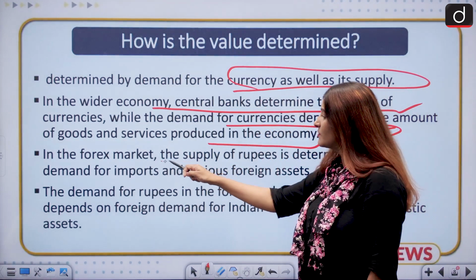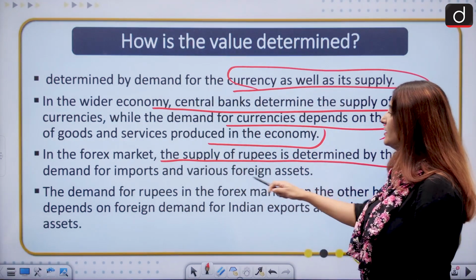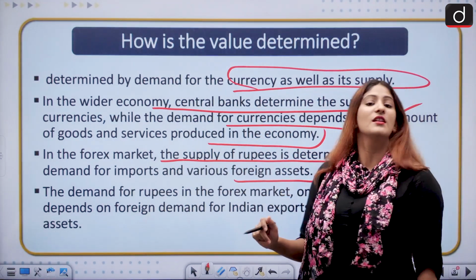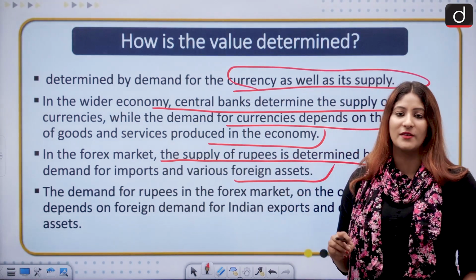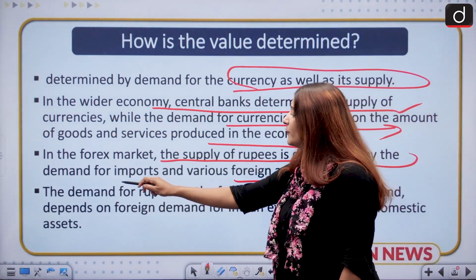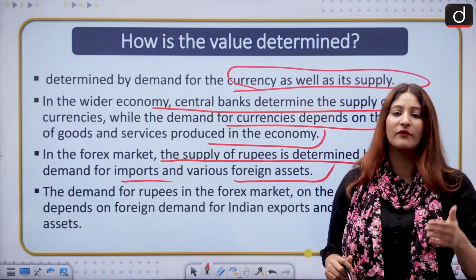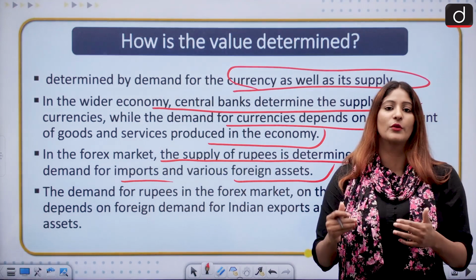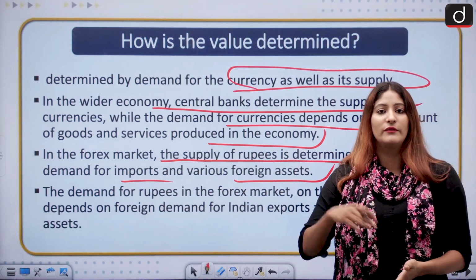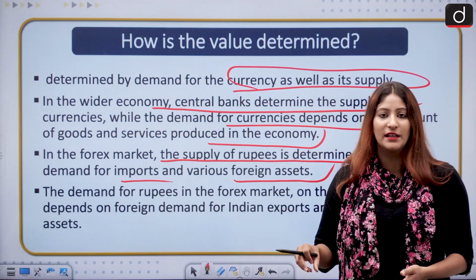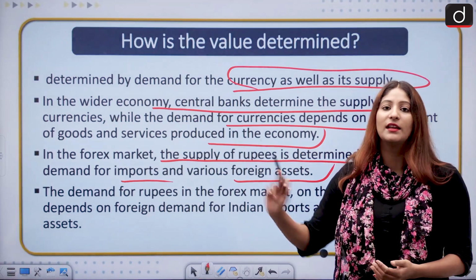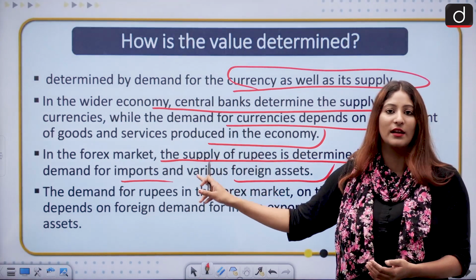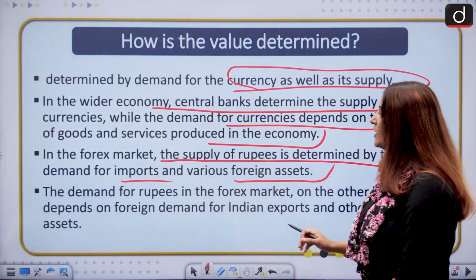In the foreign exchange market, the supply of rupees is determined by the demand for imports and various foreign assets. So in the forex market, what happens? If the demand for imports is high, and we are making our import costs higher, that will lead to inflation in the country, and the value of the money will decrease. That is how the forex market determines the value of any currency.